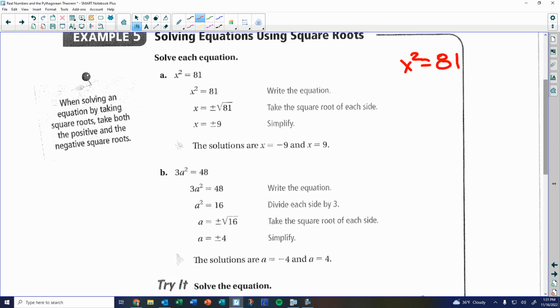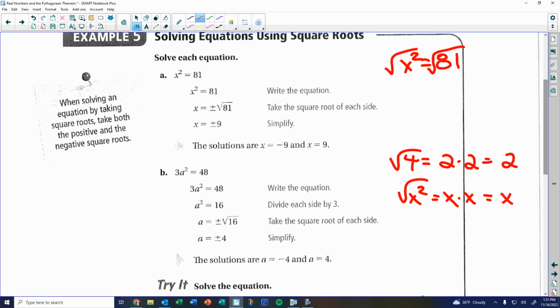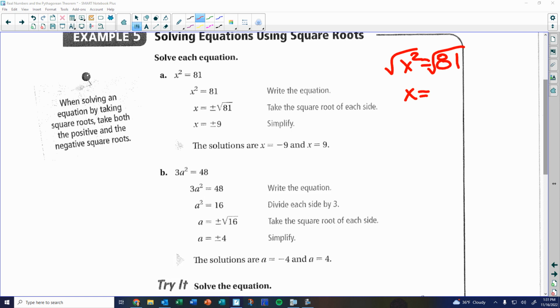So when we did the perfect squares, right? You don't have to write this. When we did the perfect squares, we knew that the square root of 4 is basically saying 2 times 2, which is 2, right? Well, if I square root both sides, what's the square root of x squared? What times what gives me x squared? X. It's x times x. Right? So it's x. So when I square root both sides, the square root of x squared is just x, because x times x gives me x squared. Okay? And the square root of 81 is 9. Okay? So that equation would be that.